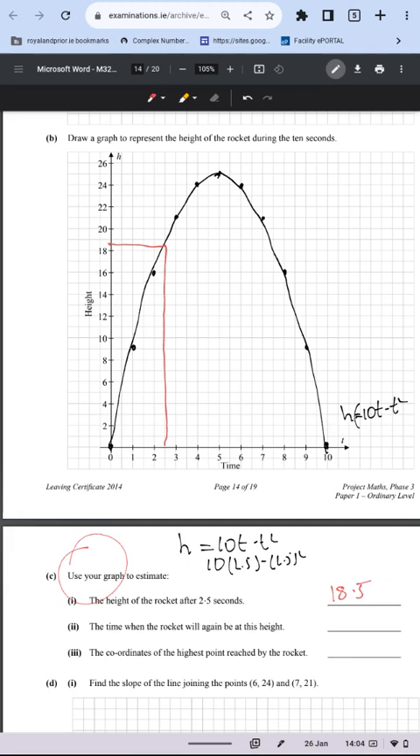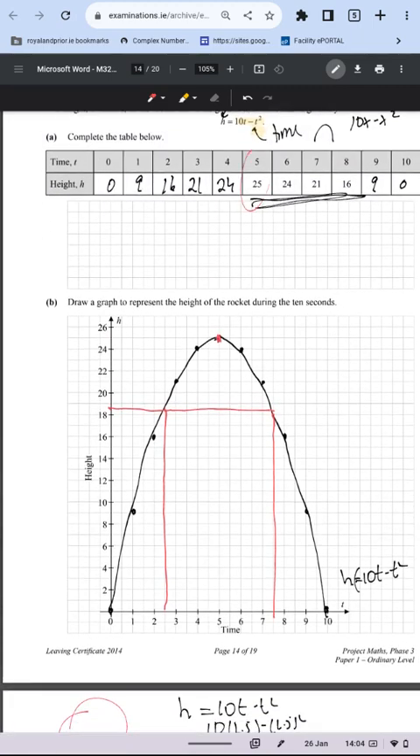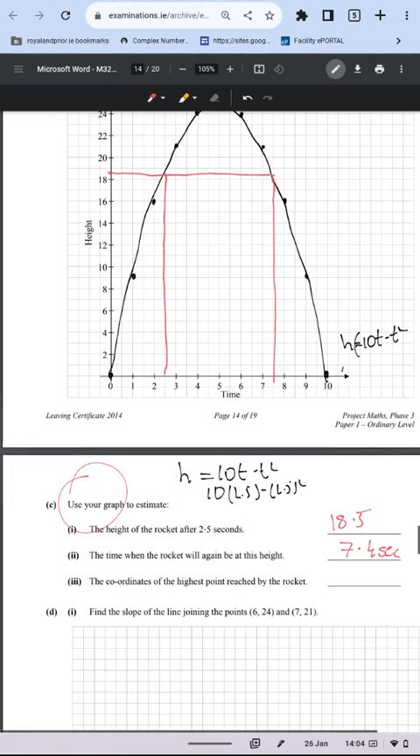The time when the rocket will again be at this height. So what you're doing here is you're going across from that height to where it hits the graph and going down. Now, slightly less than 7.5, I'd say, because I moved it in a wee bit, so I'll say 7.4 seconds, give or take. I'll give a range. The coordinates of the highest point are up here, and you actually see it in the table to be 5, 25.